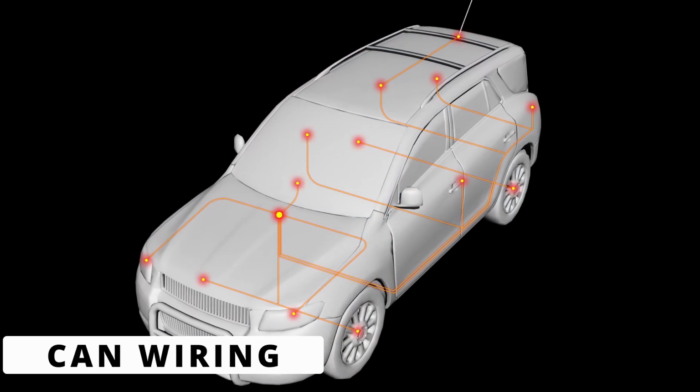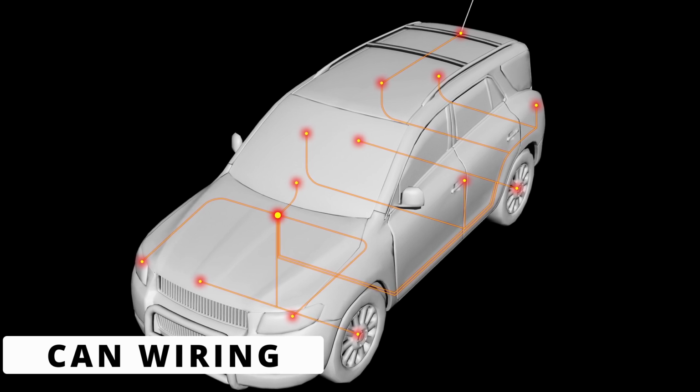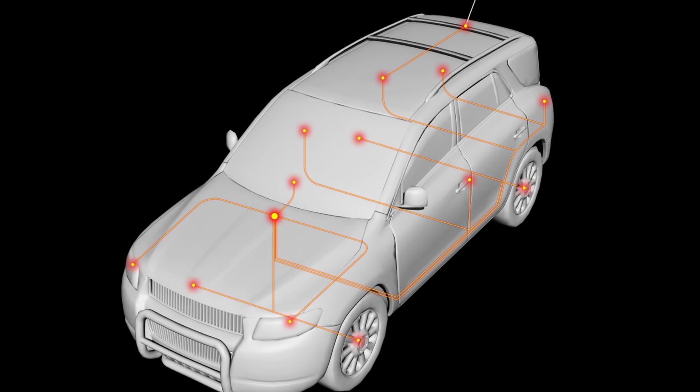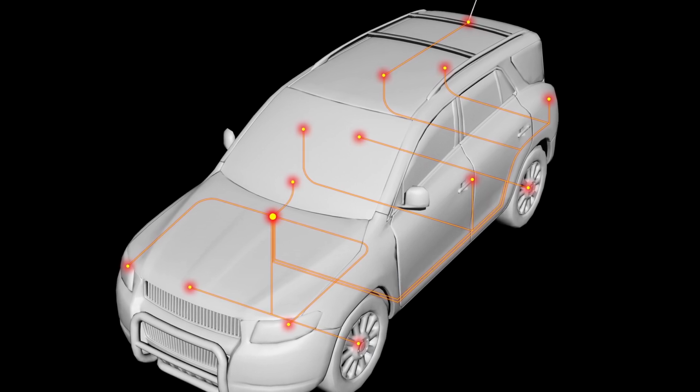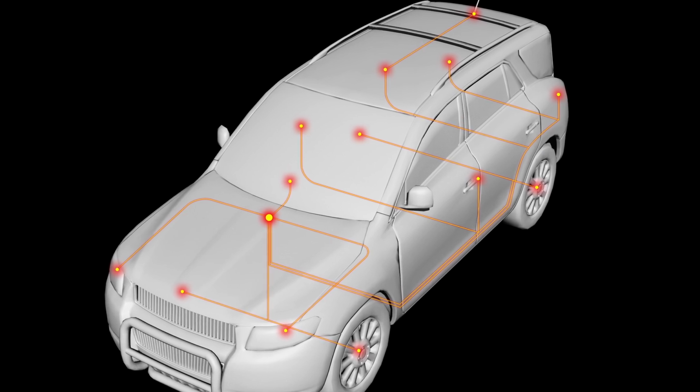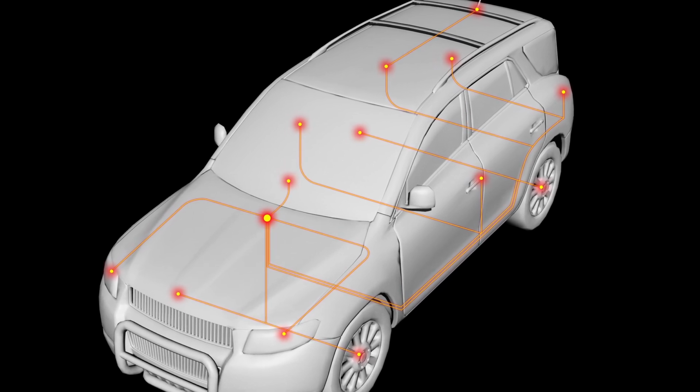The second cause could be damaged or shorted CAN wiring. The CAN bus uses two main wires, CAN high and CAN low. If one of them is broken, shorted to power or ground, or pinched against metal, the whole network can go down. These wires usually run in a twisted pair to reduce interference, and just one break can cause issues.